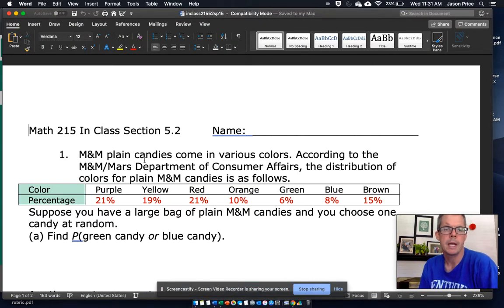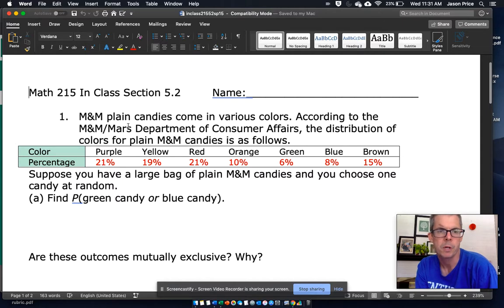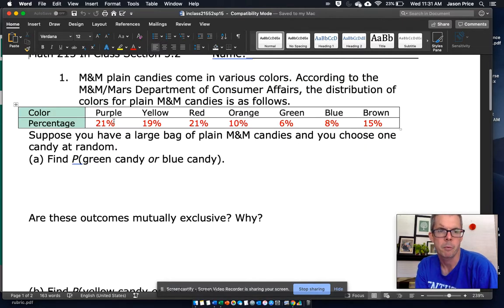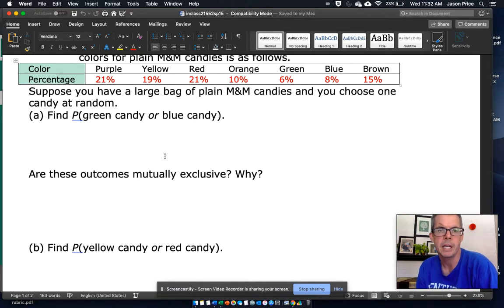So problem number one, M&M plain candies come in various colors. According to the M&M/Mars Department of Consumer Affairs, the distribution of colors for plain M&M candies is as follows. 21% of them are purple, 19% of them are yellow, 21% of them are red, and so on. Suppose you have a large bag of plain M&M candies and you choose one candy at random. Find the probability that you get a green candy or a blue candy.